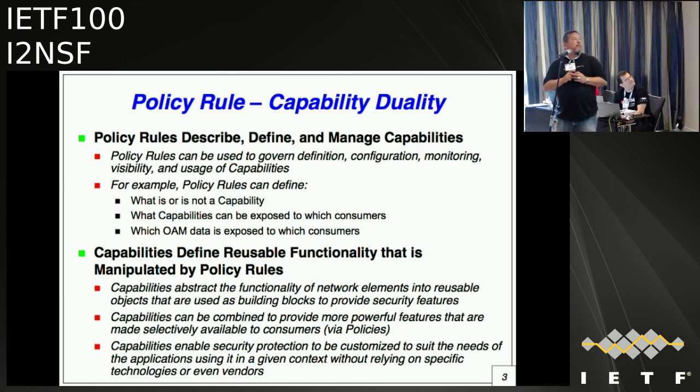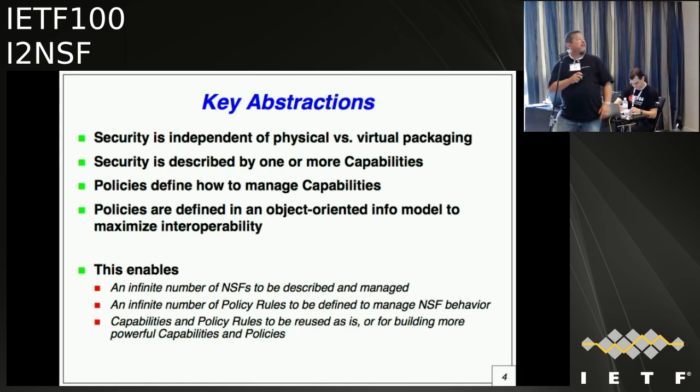There's a duality, however, between capabilities and policies. Capabilities describe functionality. Policies can be used to manage that functionality. They can be used to define a new capability. They can be used to combine different capabilities. So this network device consists of this set of capabilities. It can govern the different types of OAMP data that are not only exposed to different clients, but also define which OAMP data should be gathered in the first place. And that's enough about that. I'm going to try and go fast.